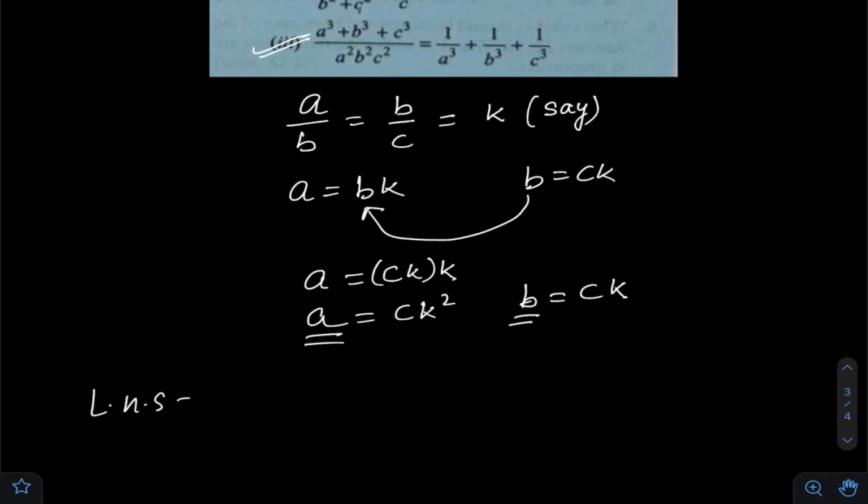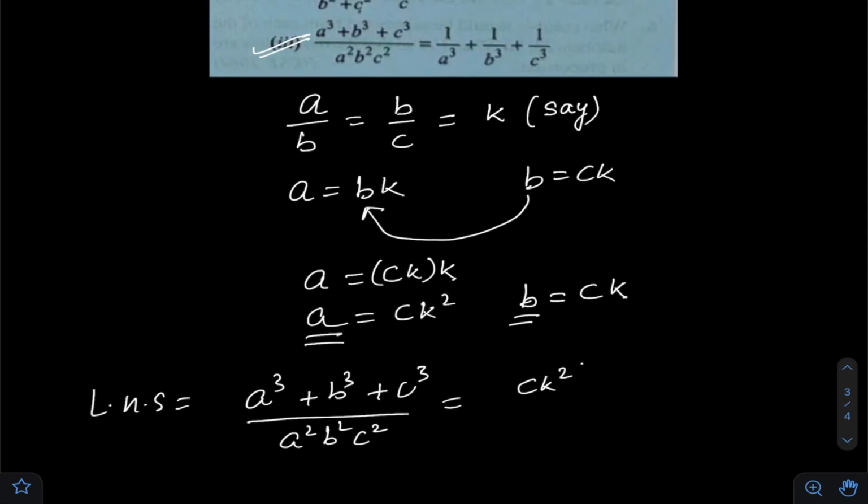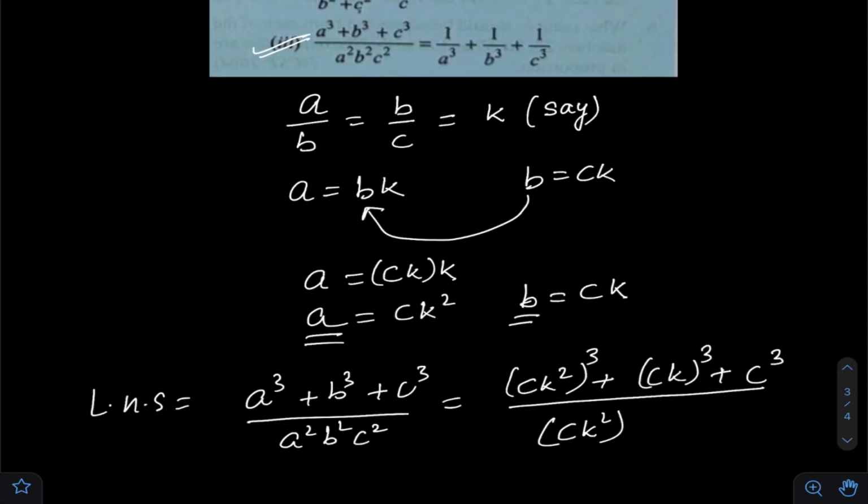Left hand side equals a cube plus b cube plus c cube over a square, b square, c square, or you can write ck square whole cube, ck whole cube and c cube. Then what we have in the denominator: ck square squared, ck square and c square.